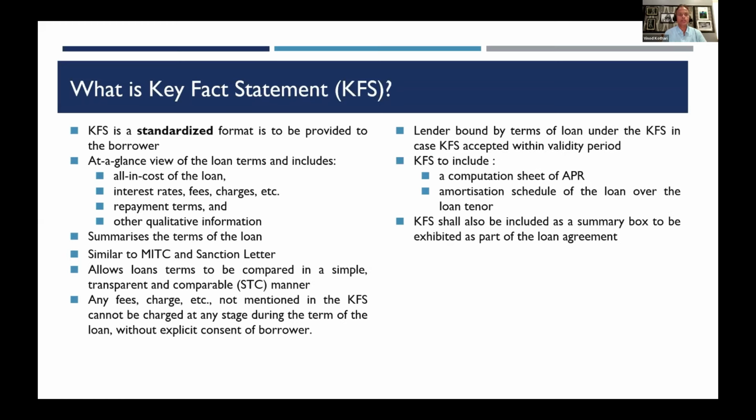But the fact that it's not amortizing, let's say it's a bullet repaying loan, does not mean it wouldn't be covered by the KFS, as long as it's otherwise covered by the scope of applicability. Even though it's non-amortizing, it's a bullet repaying loan, it would still be hit by the KFS requirement. And the KFS will also be included as a summary box as a part of the loan agreement too.